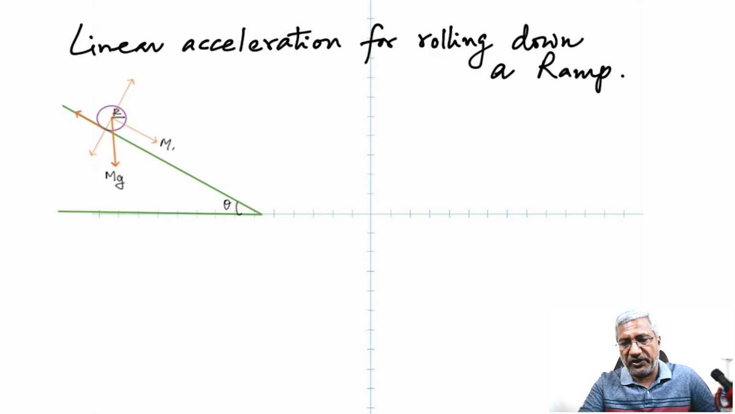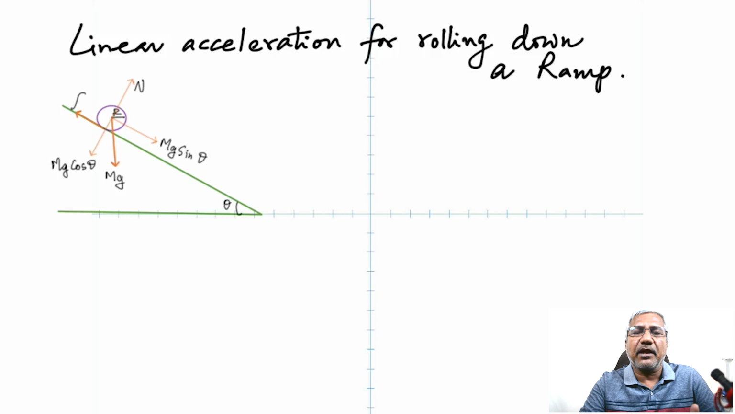mg is the weight. Let the angle be theta. From the use of trig, we know that these components are going to be mg sine theta and mg cosine theta. N is the normal reaction and F is the friction. So the friction force acting at this point actually creates a torque. And you know that to calculate the torque, we multiply the force with the perpendicular distance, which in this case is the radius. So that is the torque acting on the object.